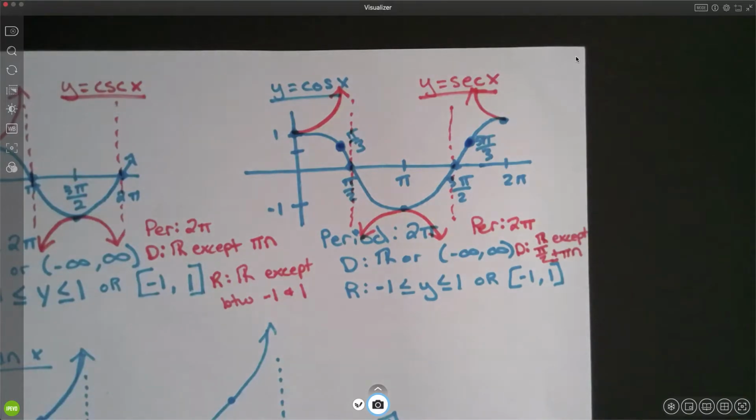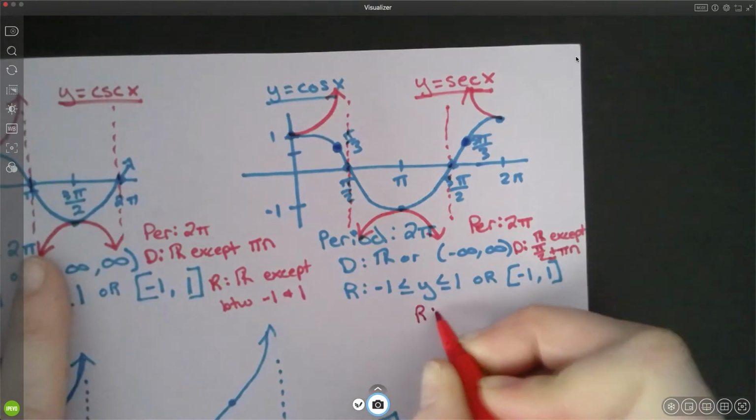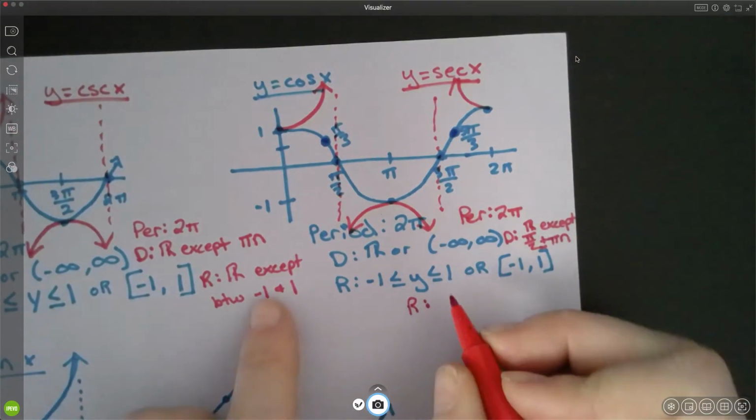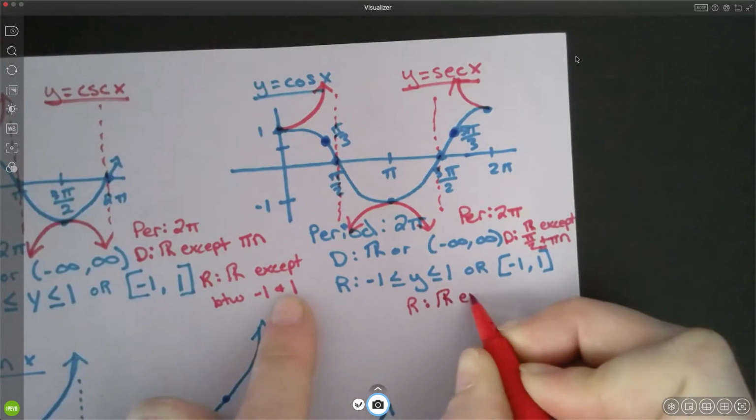Range, what's the range going to be? Same thing as what cosecant was, right? Okay, so the range will be all reals except, am I spelling except right?